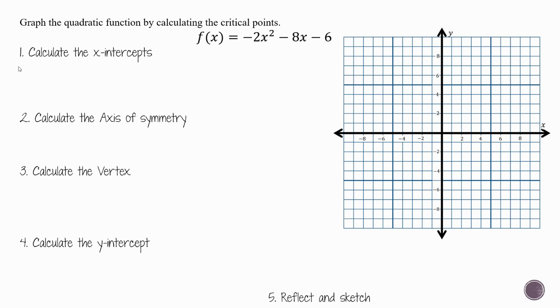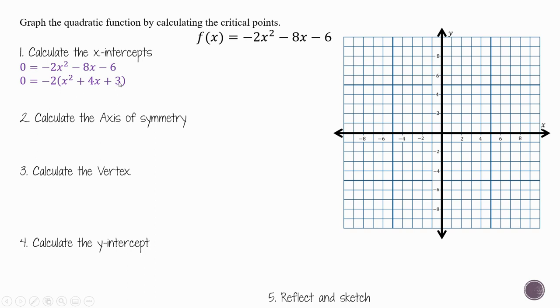To calculate the x-intercepts, that would be when y is 0. So I'm going to substitute 0 in for y, and then I'm going to factor this expression here. I'm noticing that the leading coefficient is negative. I'm also noticing all of these numbers are divisible by 2. So I'm going to first factor out a negative 2. And then focusing on this x squared plus 4x plus 3, to factor that trinomial, the leading coefficient is 1. So it's one that's easy to factor.